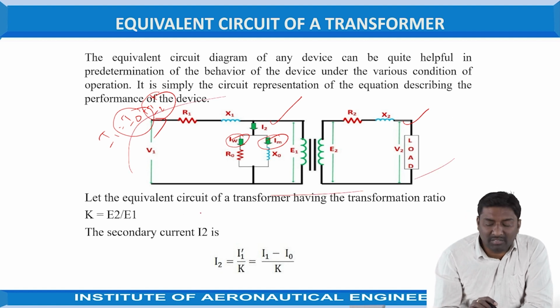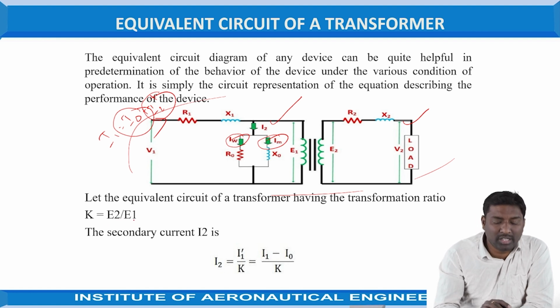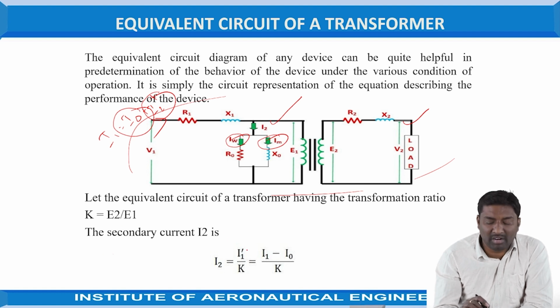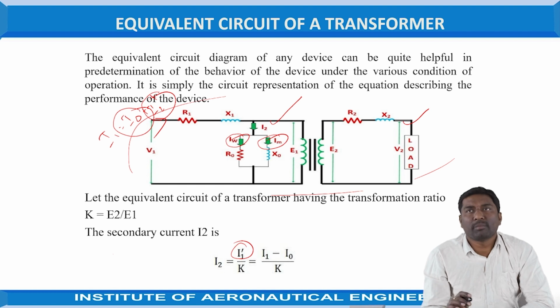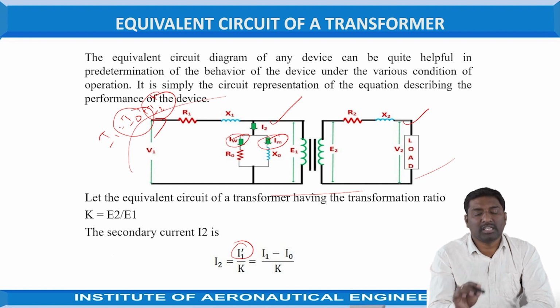Let this equivalent circuit of the transformer have the transformation ratio K is equal to E2 by E1. The secondary current I2 is equal to I1 dash by K, where I1 dash is equal to I1 minus I0. So according to the principle, we are writing this equivalent circuit of the transformer. We'll discuss later each equation in the case of the equivalent circuit of the transformer.